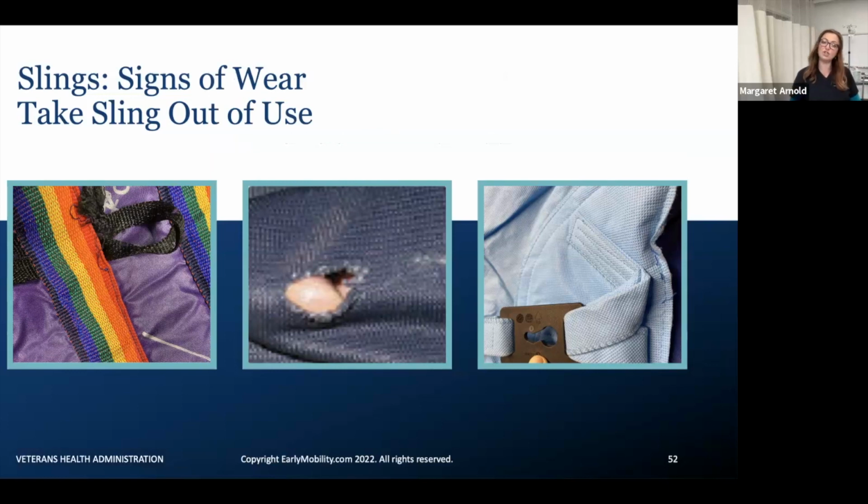These three pictures all show signs of wear, and these slings should be taken out of use. In the first sling, it's very obvious the stitches are loose. In the second sling, it's very obvious there's a hole in the sling and it's worn. In the third picture, you have to look a little closely, but you see to the right of the picture that there are stitches worn along the rim or the hem of this sling. What that tells you is this sling has been worn and other parts of the sling may be under wear as well. All of these slings should be taken out of use and discarded.